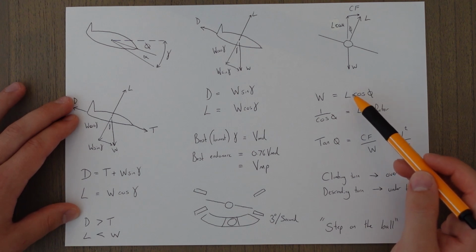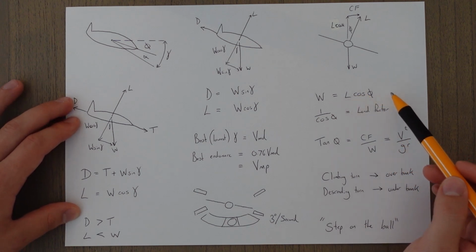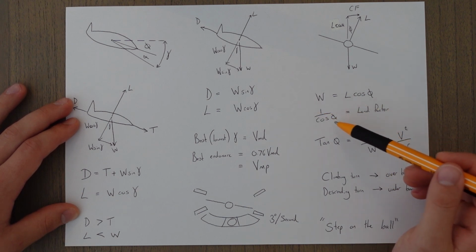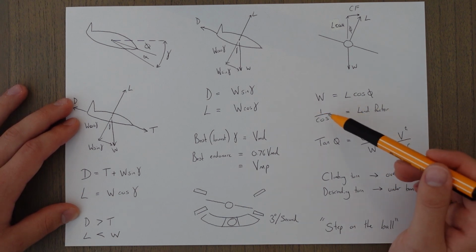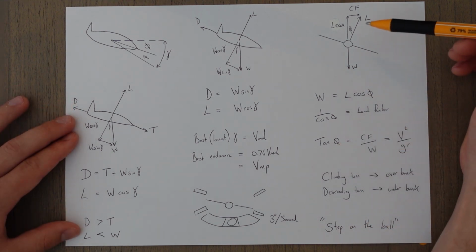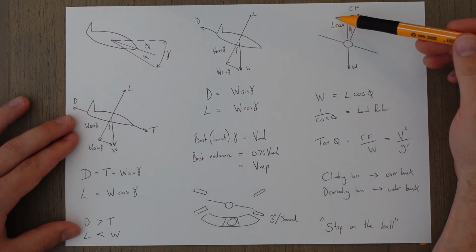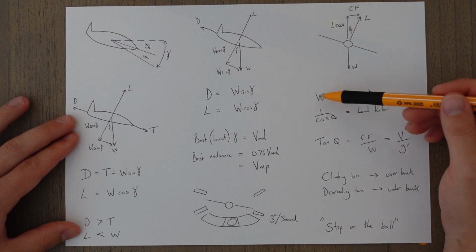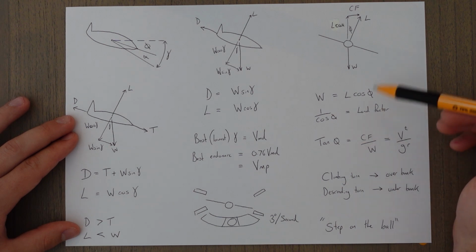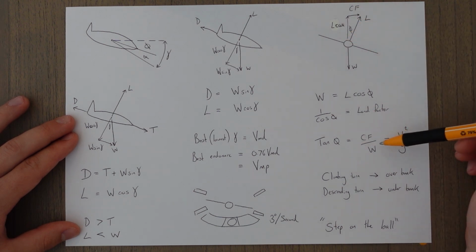The weight is equal to lift cosine of the bank angle, which when we rearrange, we get 1 over the cosine of the bank angle equal to the load factor. tan theta. We're using tan because we know that this force, L cos theta, has to be equal to the weight. So we then substitute in the centripetal force, the opposite, over the adjacent, which is the weight.